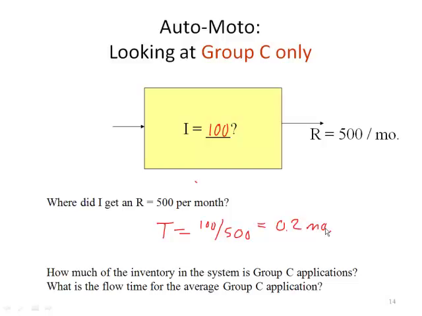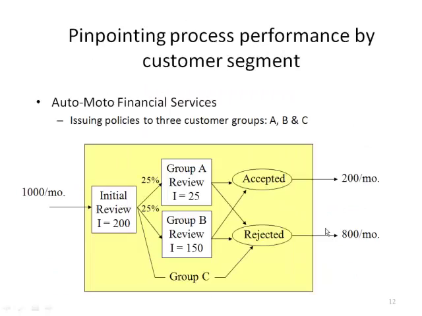Now that seems faster than average, but of course it's faster than average. We reject the Group C out of hand. Go back here for a second. You see, after the initial review, we don't even bother to have a more formal review of the Group C application, so they get rejected almost out of hand. So of course their flow time is faster.